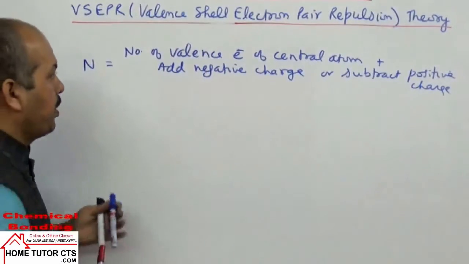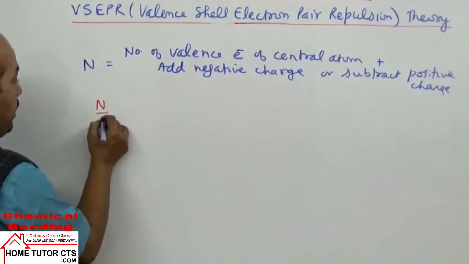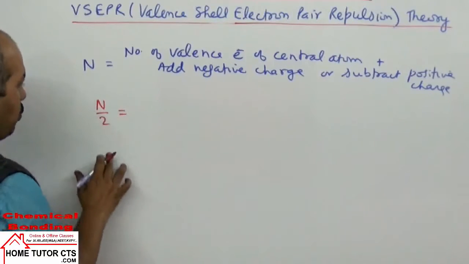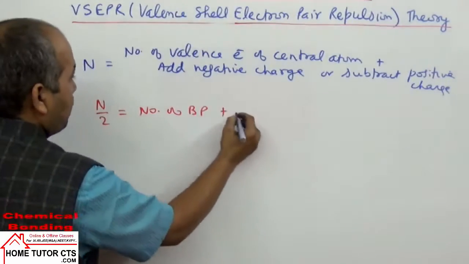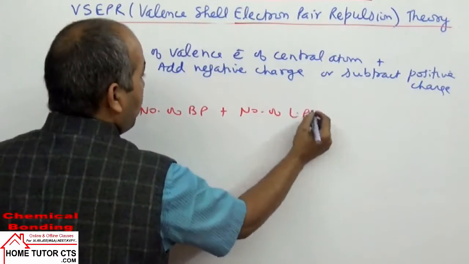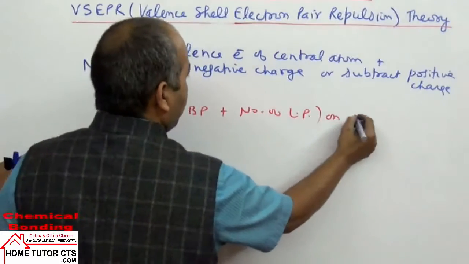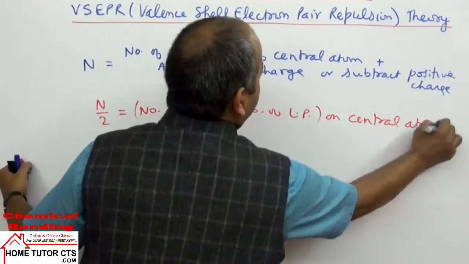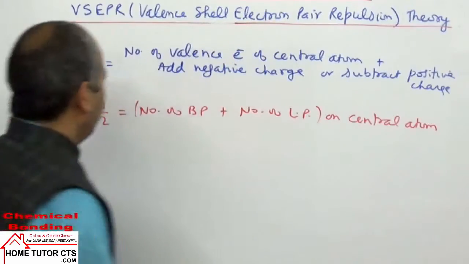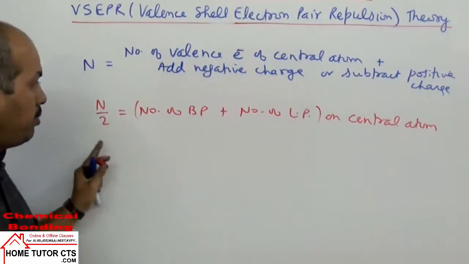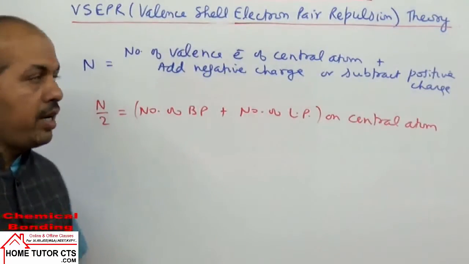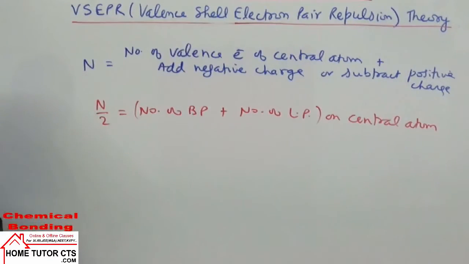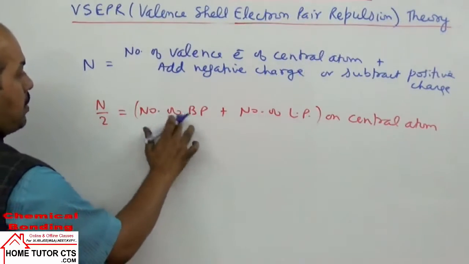This gives the value of n, and then after the n calculation we find the value of n by 2. The value of n by 2 will give the number of bond pairs plus the number of lone pairs on the central atom. After calculating n by 2, we then calculate the bond pairs and lone pairs.